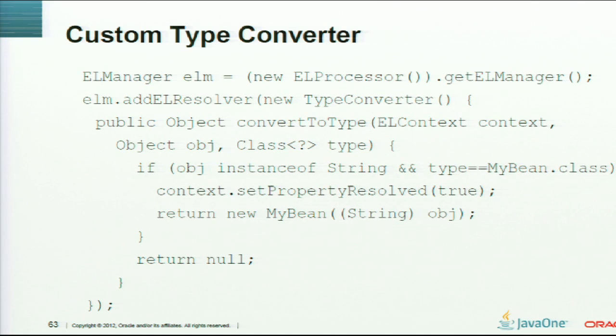This is also an example to show you how you could add a custom type converter to the system. In this converter, you specify a special conversion if the target type is what you're looking for. In this case, if you have a string and you want to convert it to MyBean, then you just call a constructor to do that. The EL engine would invoke this method on any conversion, and if the type matches, it would apply this particular conversion.